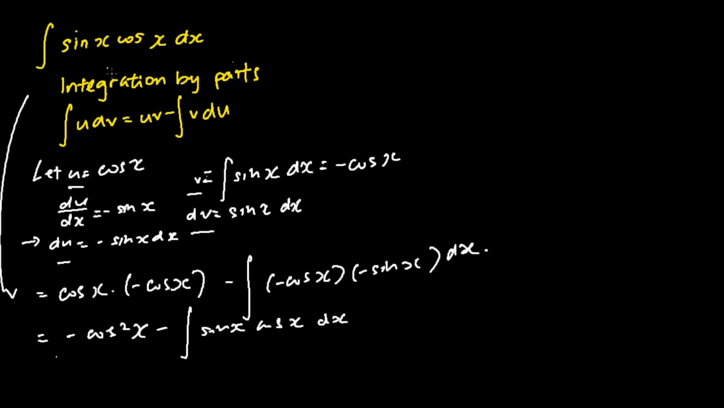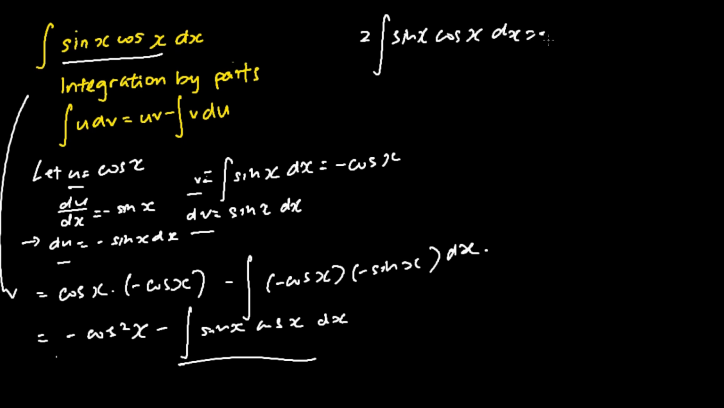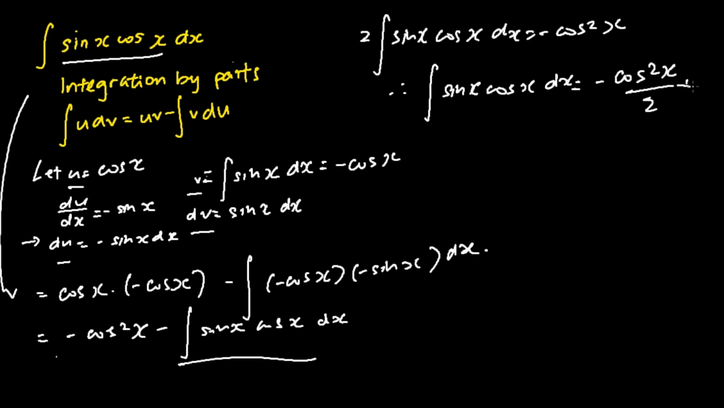And as you realize, this and this part are the same, and hence I can rewrite the whole equation as follows: 2 times the integral of sine x cosine x dx is equal to negative cosine square x, and therefore my integral of sine x cosine x dx is just basically the negative of cosine square x over 2 plus c.